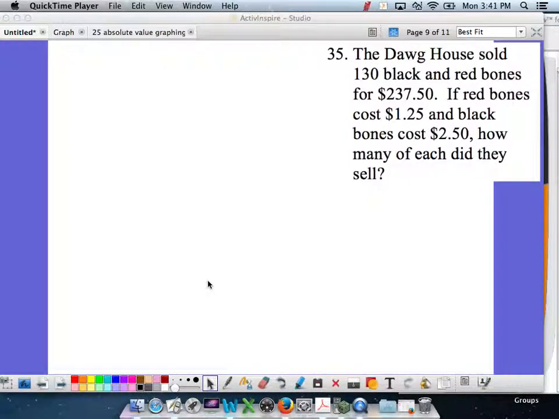Most of the word problems are pretty basic, but we do have a few that have systems of equations. So I want to go over one of these that has a system. This particular problem talks about red and black bones. We'll use R for red and B for black.